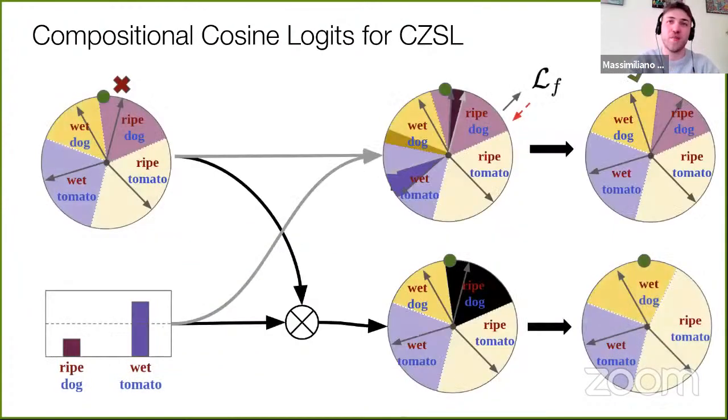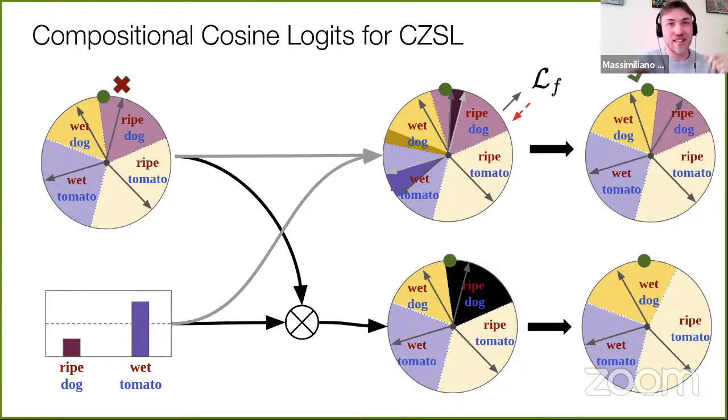So these are not margins, but actually modifications on the scores. We have the wet tomato that started from here, the score, and we lower it down. For the ripe dog, instead, we raise the score. And so the network with the cross entropy loss will penalize more the fact of having predicted a ripe dog rather than the score for wet tomato. And we will possibly end up predicting the right composition.